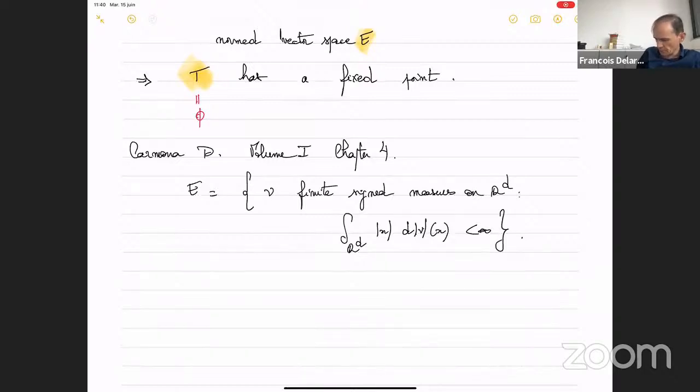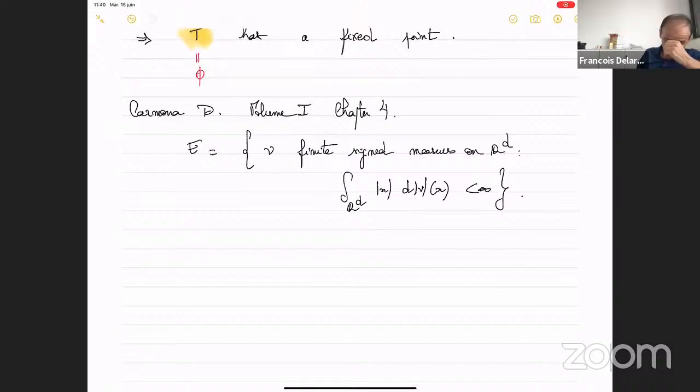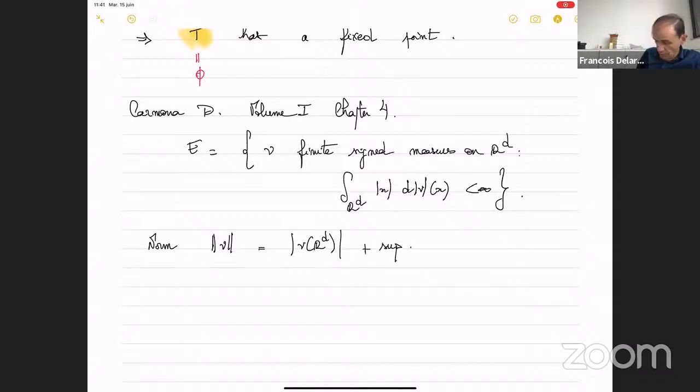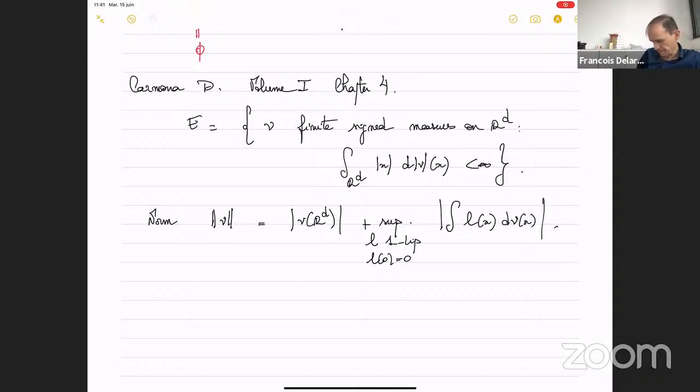Once you have this, you have to equip this with a norm. And you say that as a norm, you are going to compute the total mass of the space. And then you take something that might look a bit complicated at first sight. So you take the supremum over all test functions L which are 1-Lipschitz continuous, such that L(0) is equal to 0, of the integral of L(x) d nu(x).